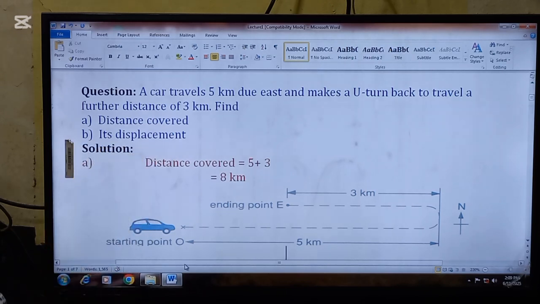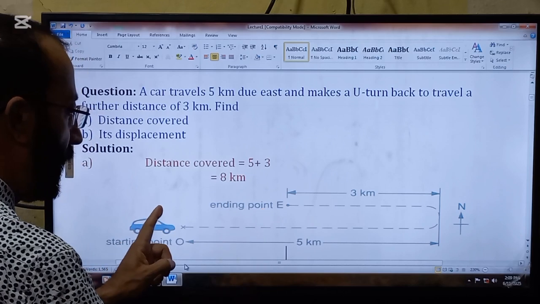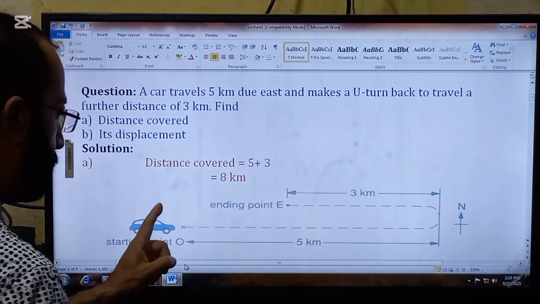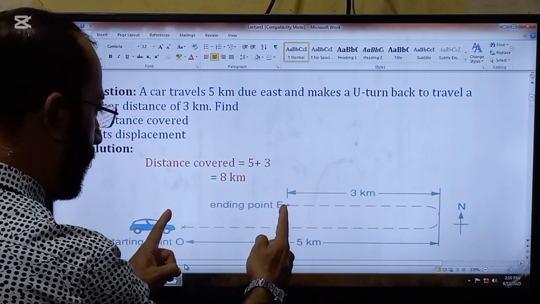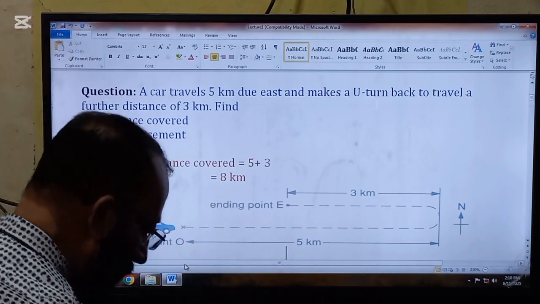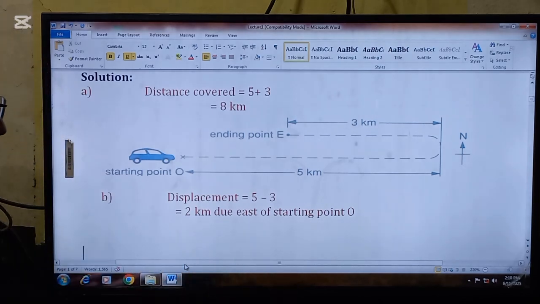B part is its displacement. Displacement is the shortest distance between the initial and the final point. So here is the initial point, here is the final point. So 5 minus 3. So this will be 2 km is the displacement. So here is the answer.